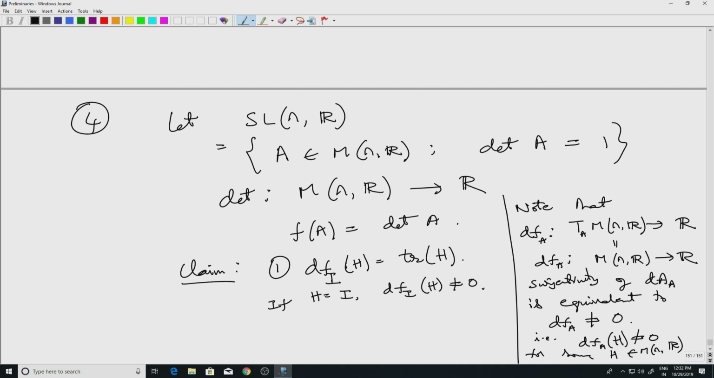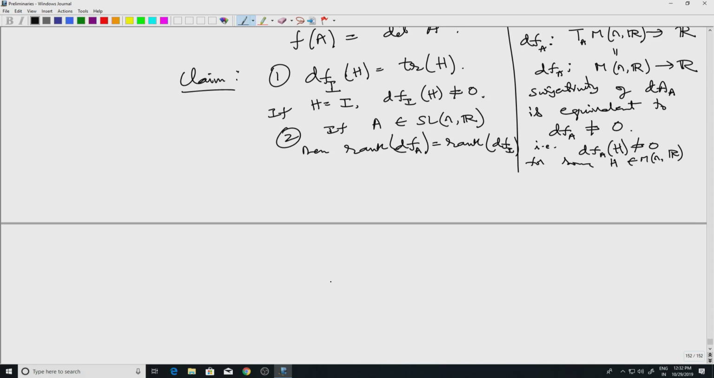But what about other points? The second claim is that if I take any other point in SL(n, R), then the rank of the derivative of f at that point is the same as the rank of df_I.